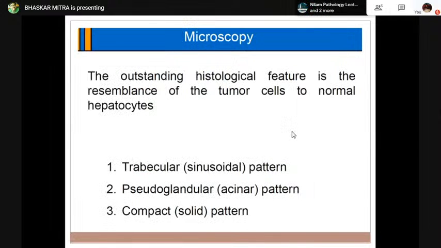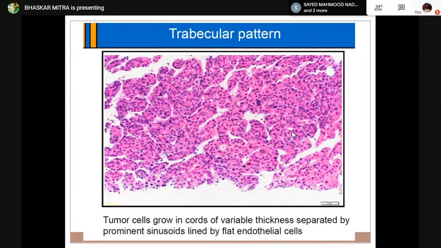What do we see in the microscopy, what are the patterns? This thing will help the postgraduates to write the description. First, trabecular pattern, pseudoglandular or acinar pattern, or compact solid pattern. What are those patterns? Sorry, this one, trabecular pattern. Tracts of cells. The tumor cells grow in cords with variable thickness, separated by prominent sinusoids lined by flattened endothelium, because capillarization is already there. Capillarization occurs here, and these are the trabeculae of cells, the typical characteristic of trabecular pattern.